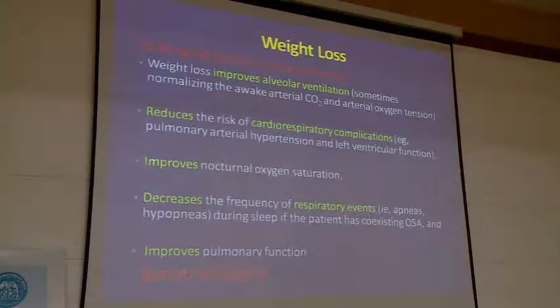It reduces the risk of cardiovascular complications like left ventricular hypertrophy or pulmonary hypertension or right heart failure. It improves nocturnal oxygen saturation, and this is all only by correcting the respiratory physiology. So, weight loss would really help us. It decreases the frequency of respiratory choking during night, and most important, it improves the pulmonary function. So 20 to 40 kg weight loss is difficult.